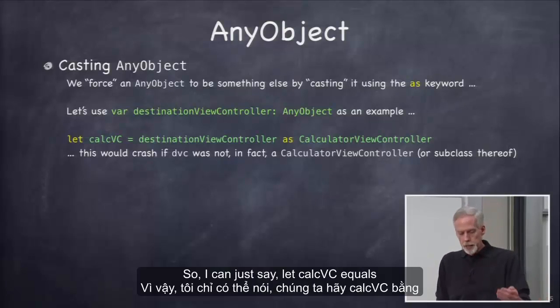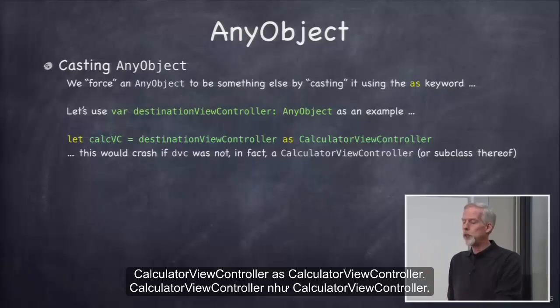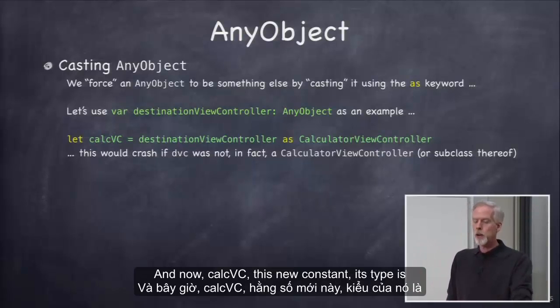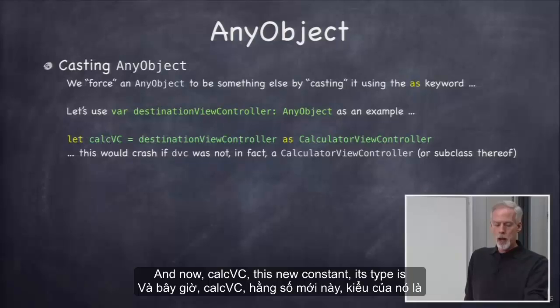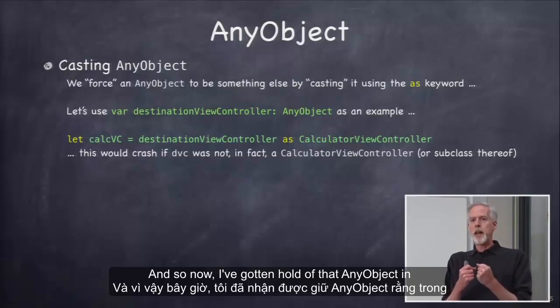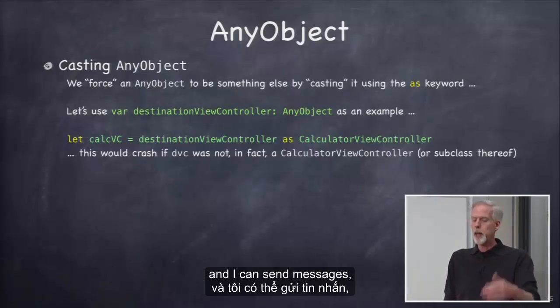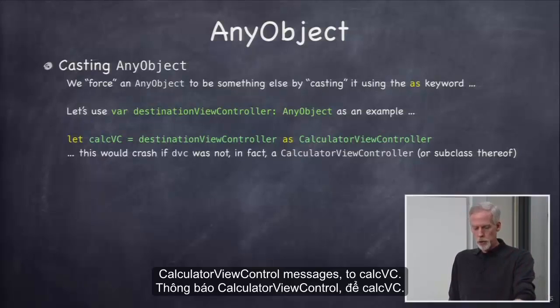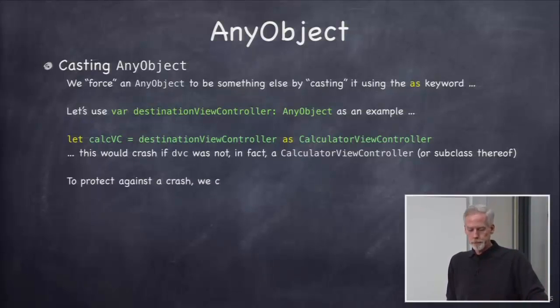So I can just say let calc vc equals destination view controller as calculator view controller, and now calc vc, this new constant, its type is not any object, its type is calculator view controller. And so now I've gotten hold of that any object in a way I can actually do things with it, and I can send messages, calculator view controller messages, to calc vc.